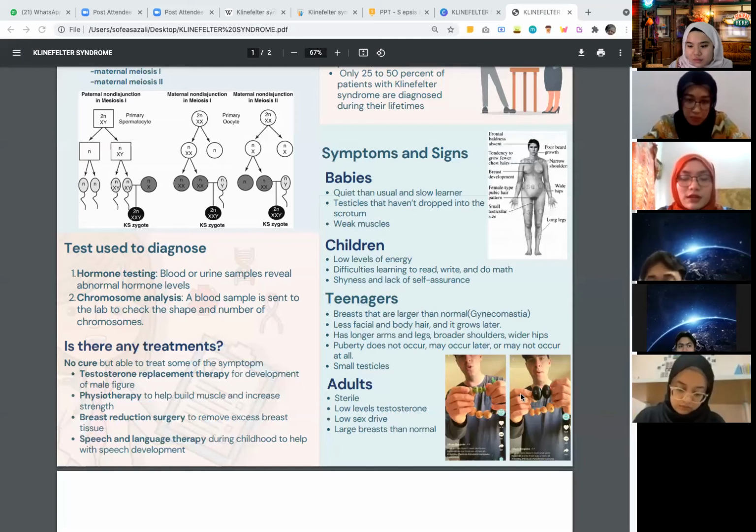And lastly, for adults, the symptoms are sterility and low levels of testosterone because of the lack of testicle. They have small testicles, that's why they do not release a lot of testosterone. Low sex drive means they do not have the desire for sex, and also larger breasts than normal.